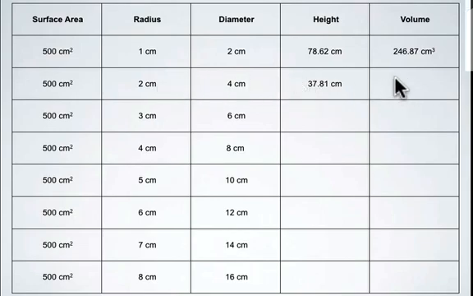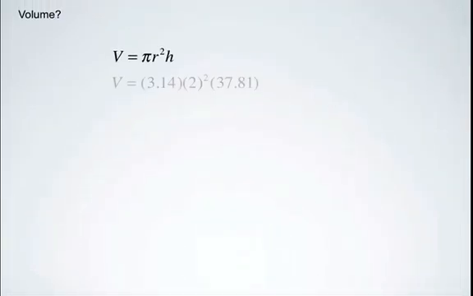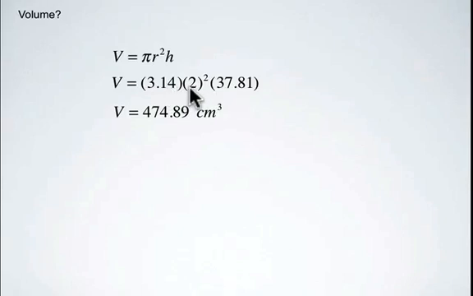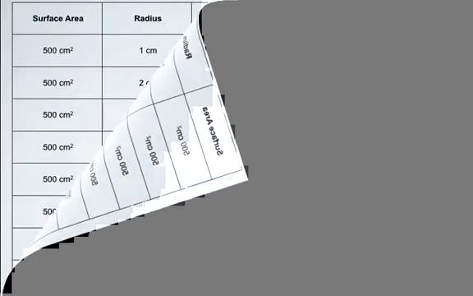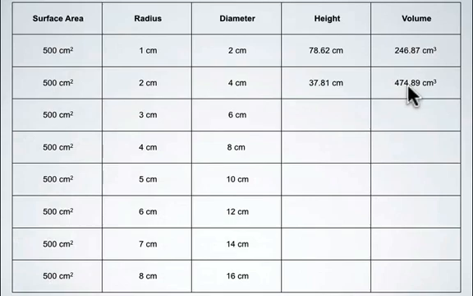Now we're going to be able to calculate the volume for this cylinder. So we've got our volume formula of pi r squared h, and we'll sub in 3.14 for pi, our radius of 2, and our height, which we just calculated to be 37.81. When you multiply all those values together, 3.14 times 2 squared, times 37.81, you should end up with a total volume in this case of 474.89 centimeters cubed. So in our table now we have our volume of 474.89 centimeters cubed when our radius was 2 centimeters and the height was 37.81.